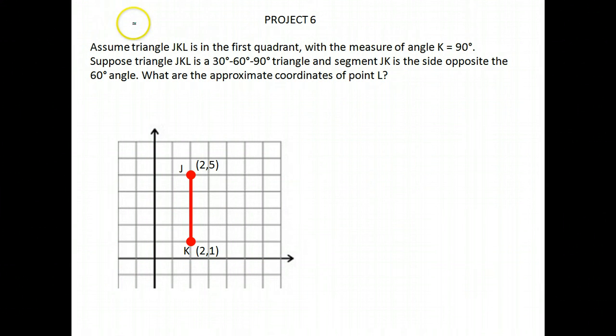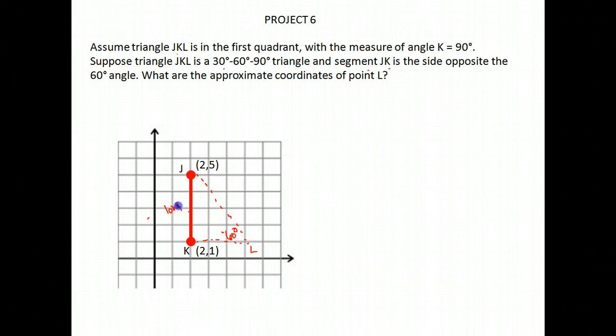Similar question. Something has changed though. Okay, so in question number 2, we still have a triangle we want to make in the first quadrant. We still want K to be the right angle, but this time it's a 30, 60, 90. Specifically, it says segment JK is the side opposite the 60-degree angle. So I'm going to sketch a triangle here. This is not my answer. It's just a sketch so I can look at it. JK was supposed to be opposite the 60-degree angle. Okay, so my L is going to be down here somewhere.